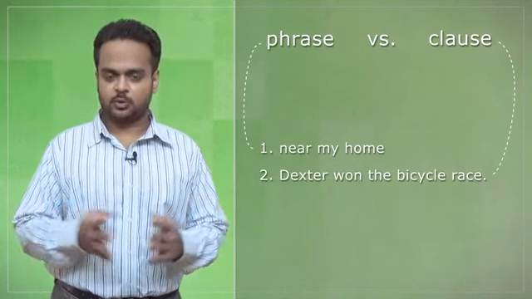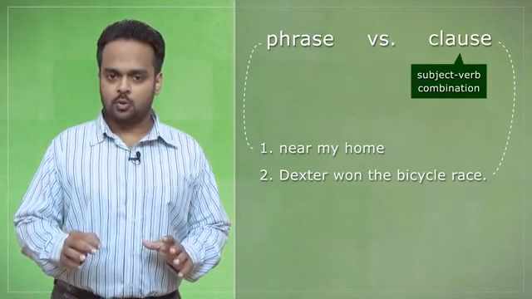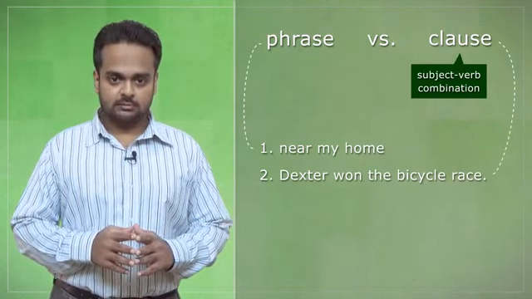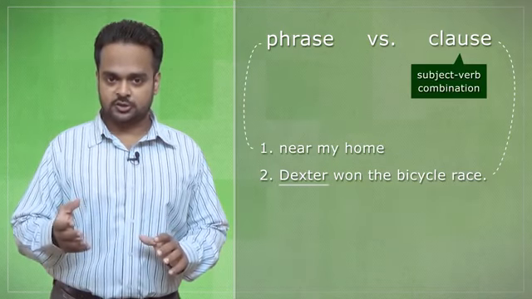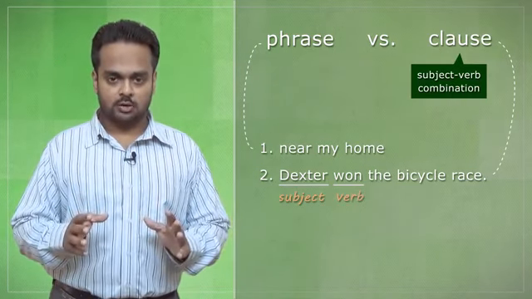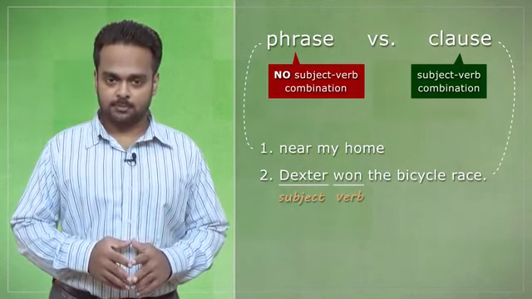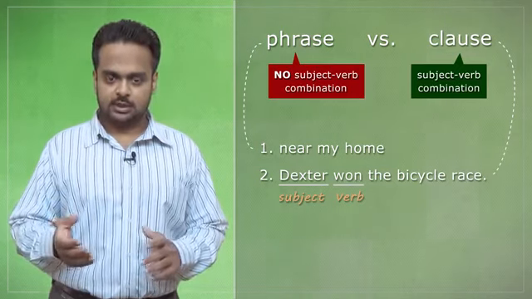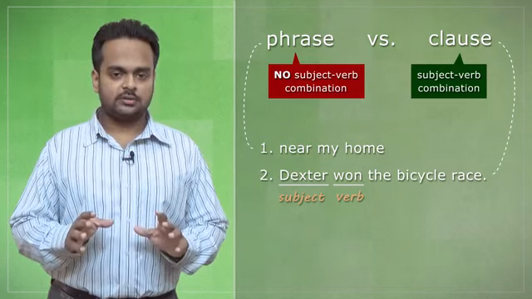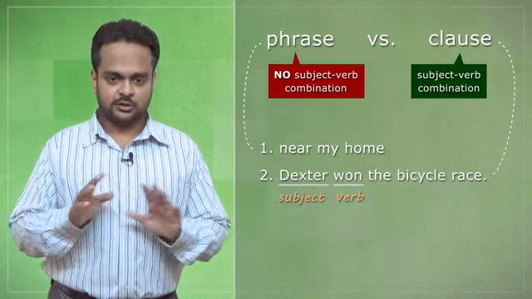Okay, so what's the difference between them? Well, the difference is this. A clause is a group of words with a subject-verb combination. So Dexter won the bicycle race is a clause because it has a subject, Dexter, and a verb, won, the past tense of win. So this is a clause. A phrase is a group of words without a subject-verb combination. So near my home is a phrase because there's no subject-verb combination. It's very simple, but keep this important difference in mind. A clause has a subject-verb combination and a phrase does not.